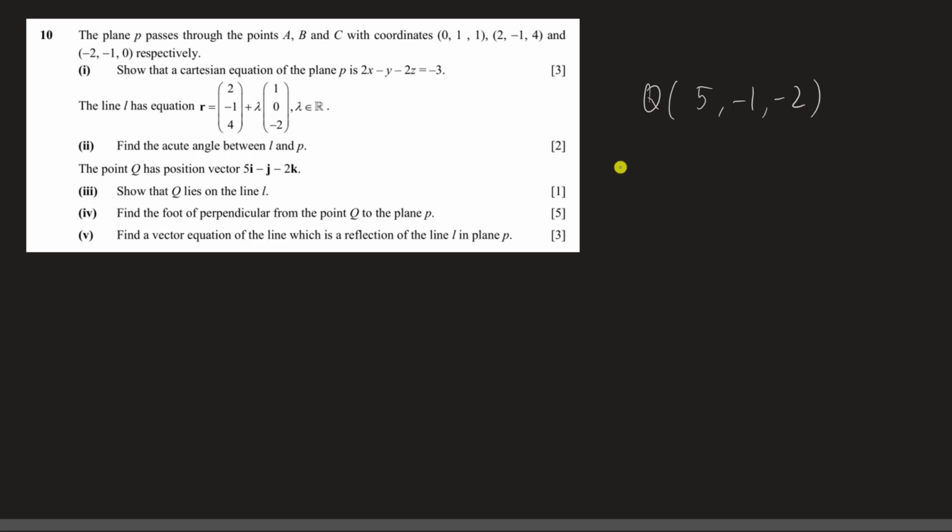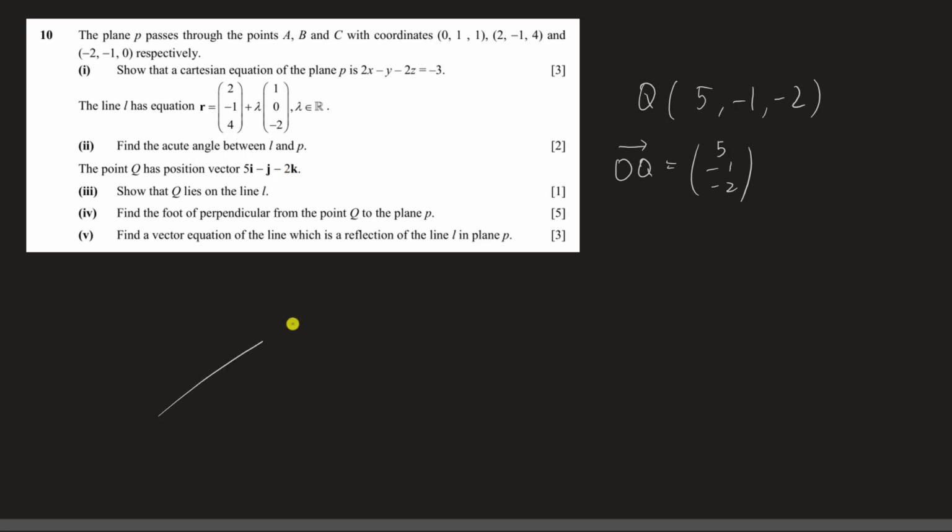Okay, but if they ask you for vector OQ, then you have to write it in vector form, which is like that. Position vector of Q is 5, negative 1, negative 2. But if they ask you for coordinates of Q, you use this one. Show that Q lies on line L. You put it into the line equation.